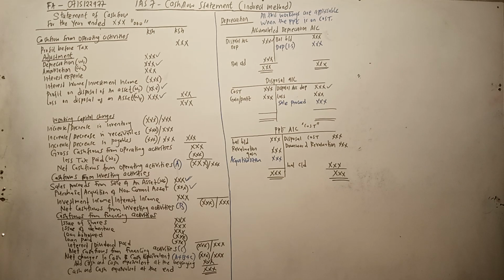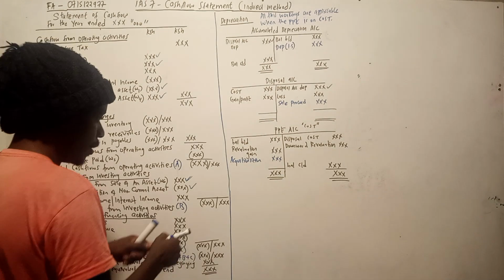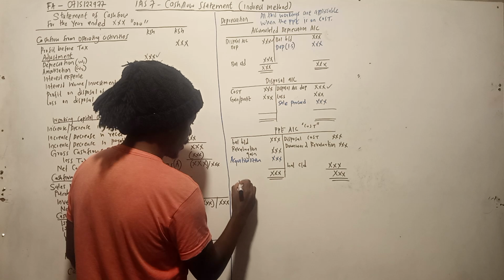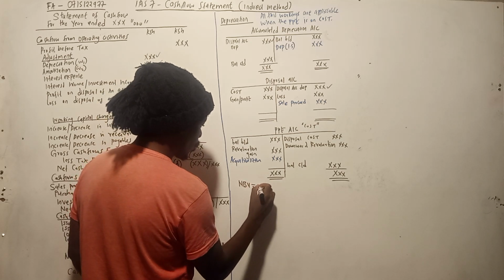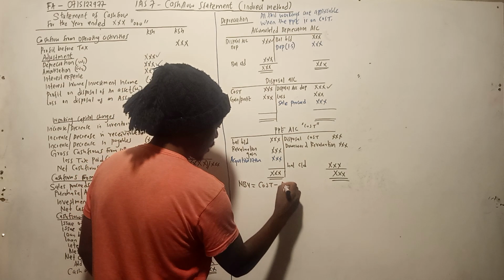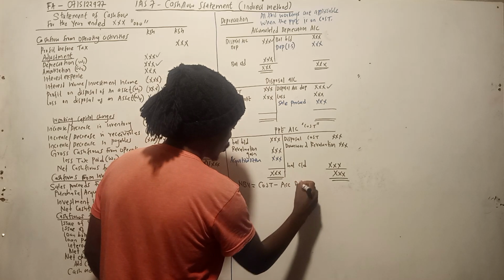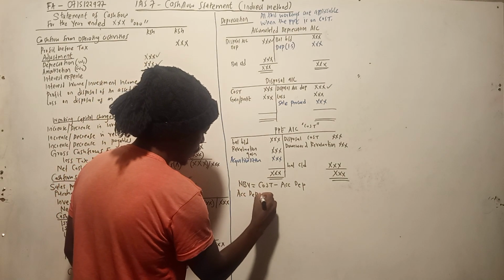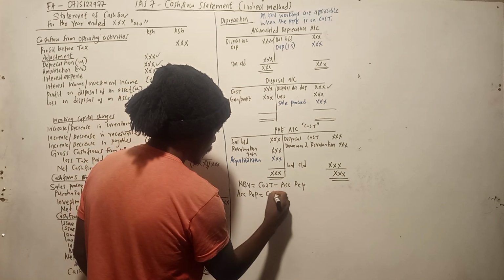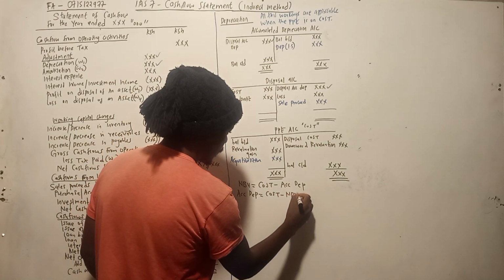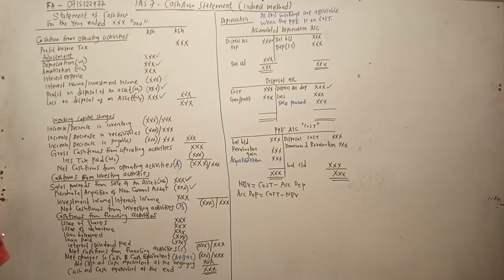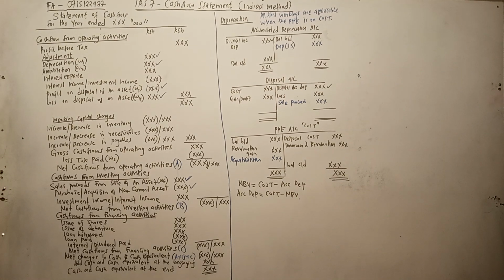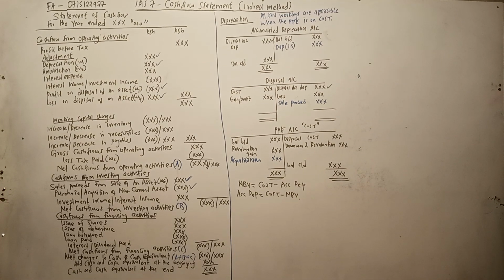Okay. Now, how do we get accumulated depreciation actually? Now, we remember net book value. You need to know this formula is equals to cost minus accumulated depreciation. So kumaanisha accumulated depreciation is equals to cost minus net book value. So that's how you get the accumulated depreciation.